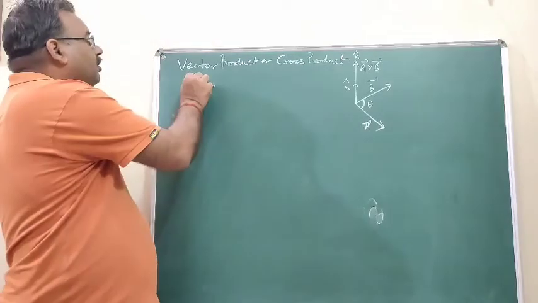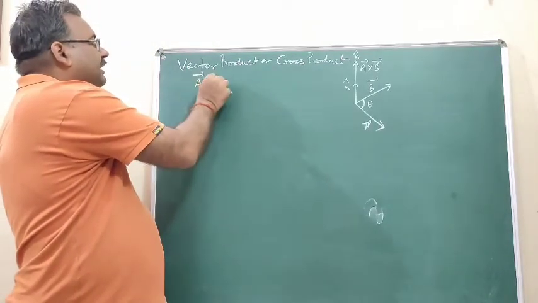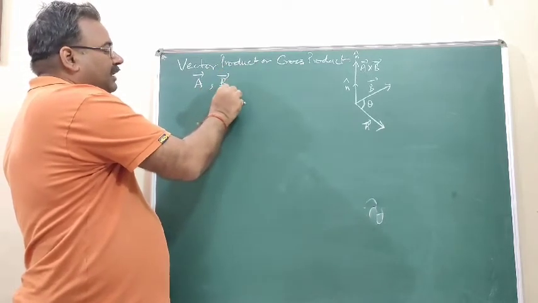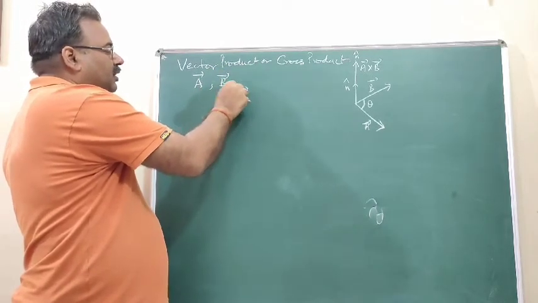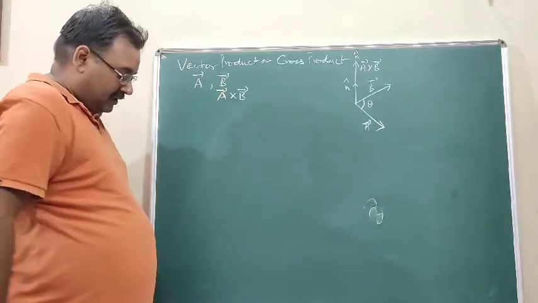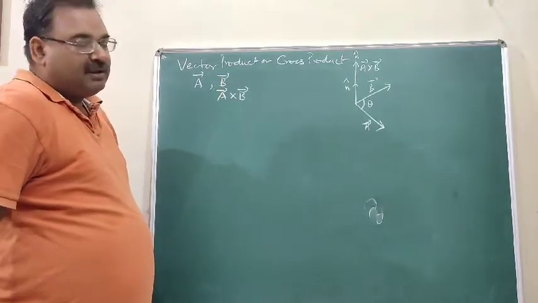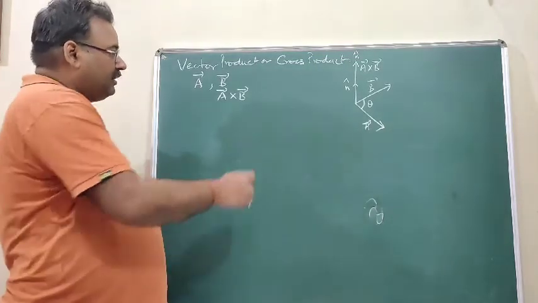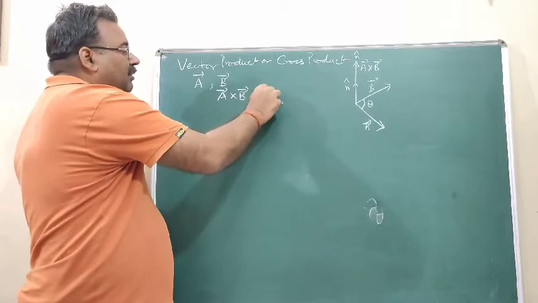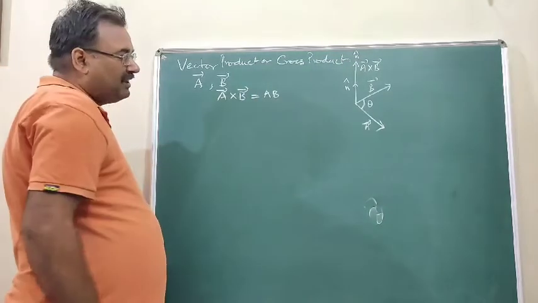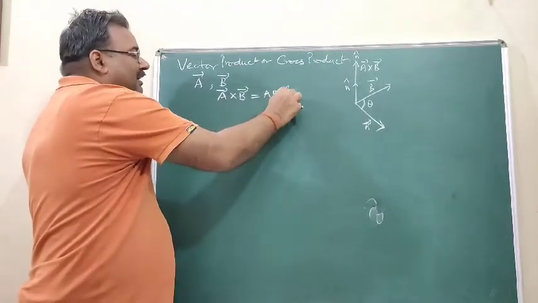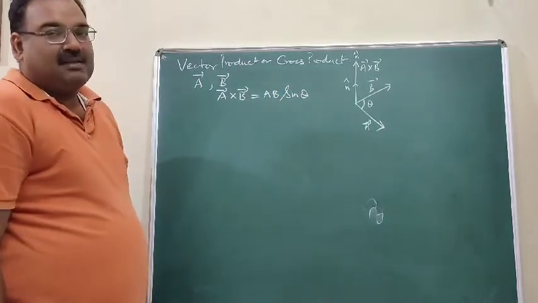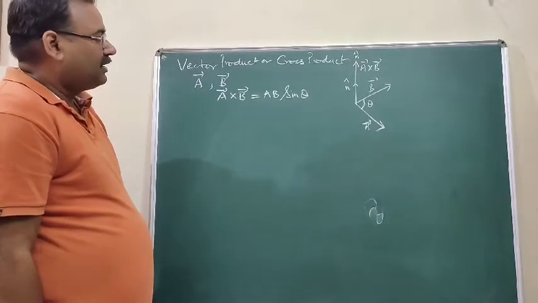We have got two vector quantities A and B, and we have to do the cross product A cross B. Now what is the definition saying? A cross B will give you another vector quantity, which is equal to the magnitudes of the two vector quantities and the product of sine theta, the sine of the angle between the two vector quantities.